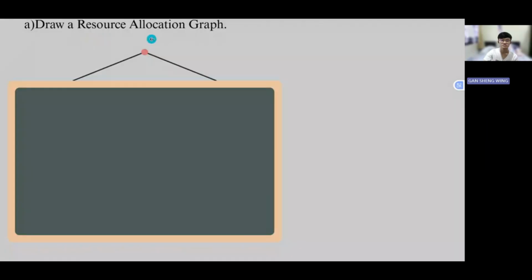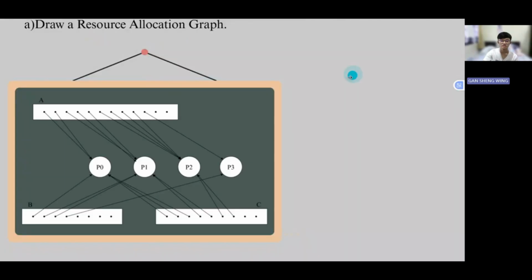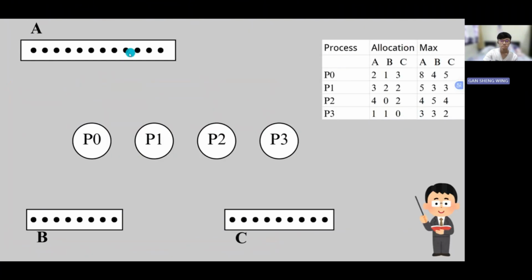Draw a resource allocation graph. This is the resource allocation graph. How to draw it? Let's look at the next slide. This rectangle means the resource types A, B, and C, and this dot means the instances. This circle means the processes P0, P1, P2, and P3.